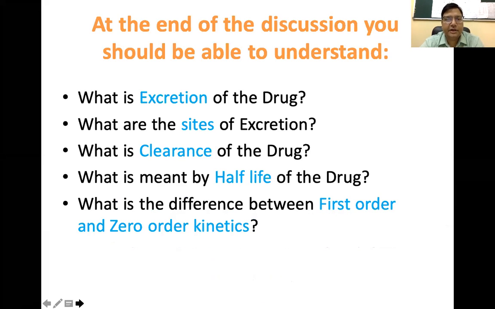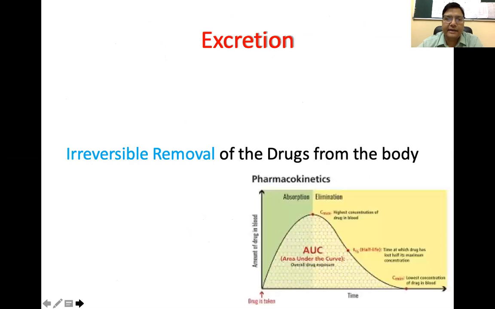At the end of today's lecture, you will get to know what excretion of a drug is, what the different sites of excretion are, then what clearance is, what half-life is, and the difference between first order and zero order kinetics. These are very important types of questions from general pharmacology, which you can get in MCQs or in your theory papers also. So these concepts are very important. Kindly pay attention.